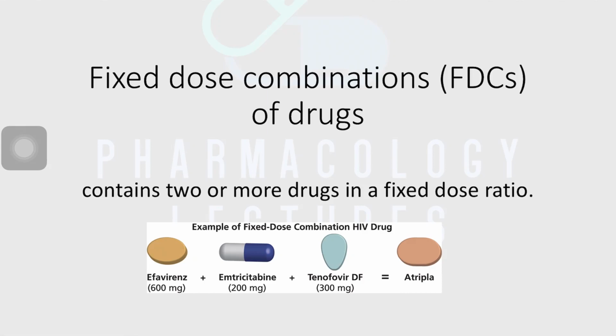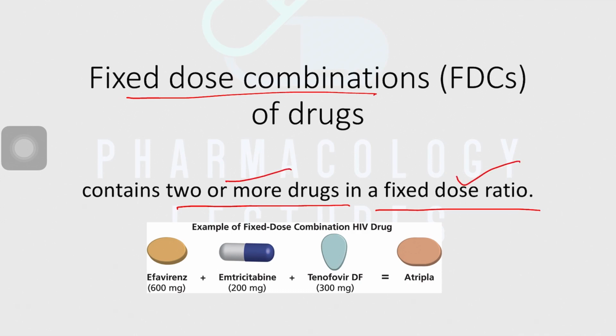Today we are going to discuss fixed dose combination of drugs. That is also called FDCs as a short form. Now, what do you understand by fixed dose combinations or FDC? Fixed dose combination, as the name suggests, is a combination of two or more drugs in a fixed dose ratio. So, two or more drugs in fixed dose ratio, and the formulation becomes FDC or fixed dose combinations.